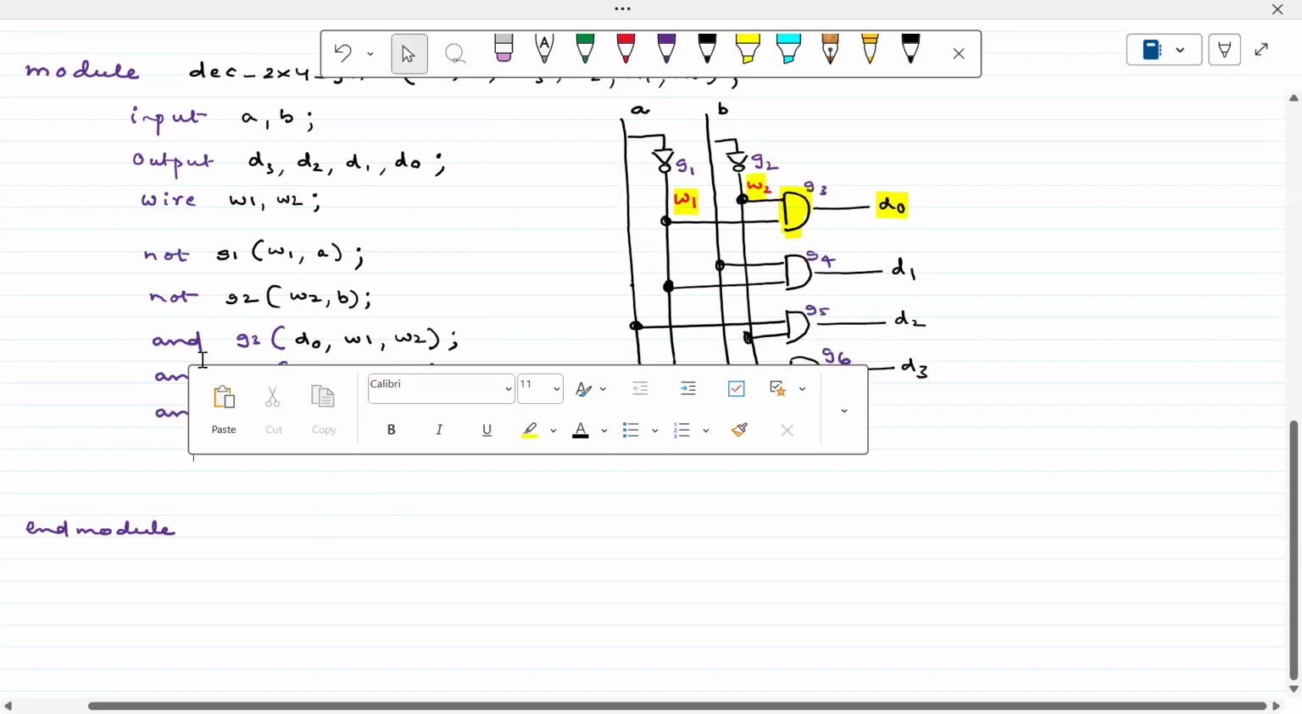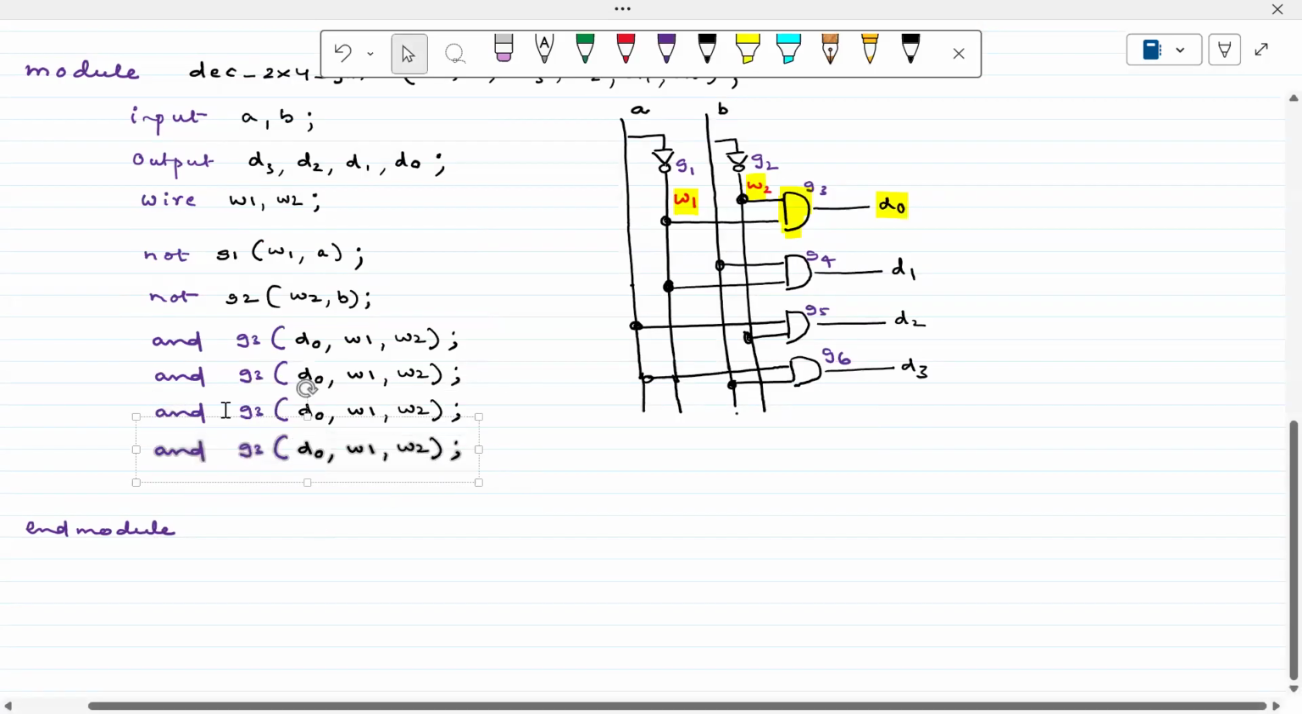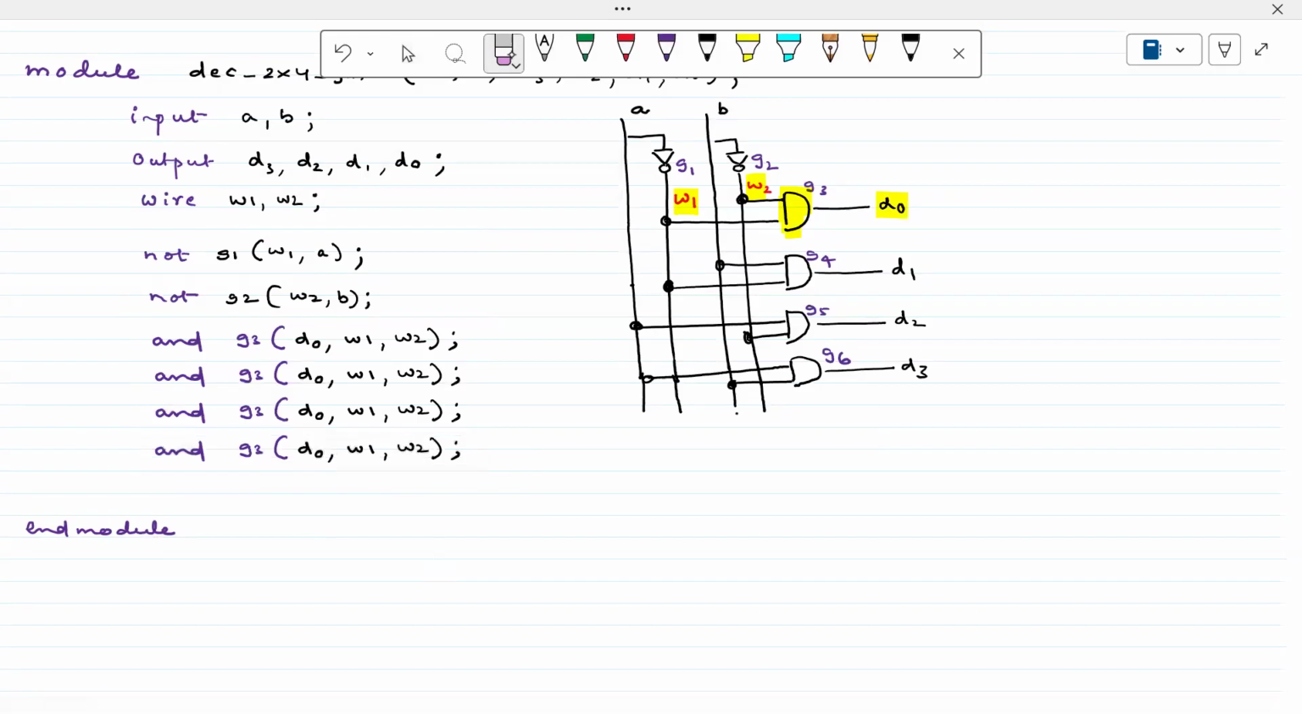While you're copying this one, you have to change the labels, the required names, right? Okay, just don't keep it the same, right? So it is actually G4, G5, G6. So what about outputs? Output I need to change. This is actually W1, D1, D2, and D3.